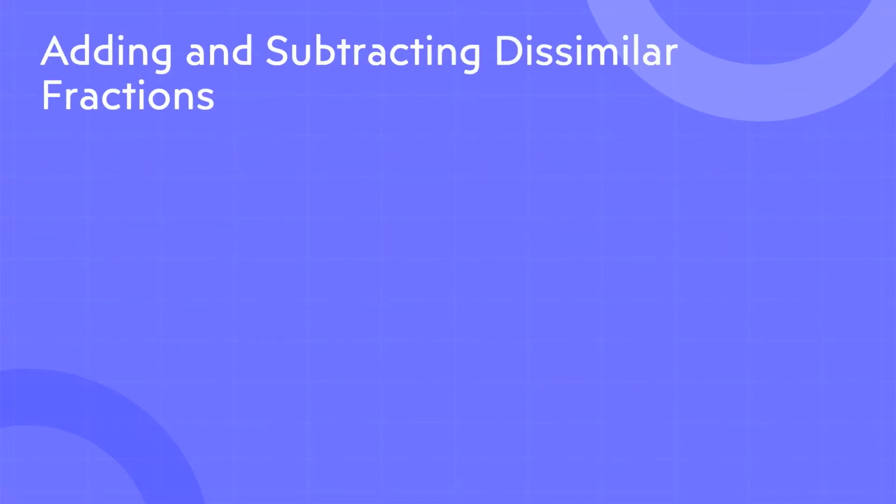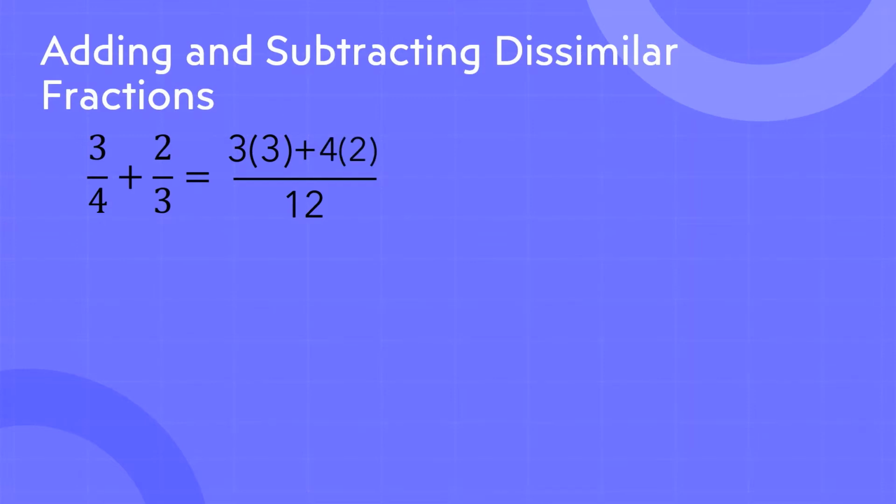So let's have a recall in adding and subtracting dissimilar fractions. So if we have 3/4 plus 2 over 3, we are going to have the LCD. And the LCD is 12. Okay? Then 12 divided by 4 times 3, so you have 3 times 3. Then 12 divided by 3 is 4 times 2. Okay, then simplify. 3 times 3 is 9, and 4 times 2 is 8 over 12. Then simplify. You have 9 plus 8 is 17 over 12.